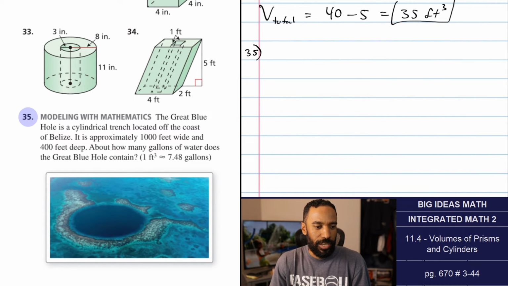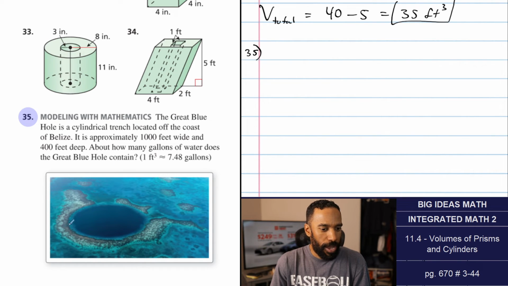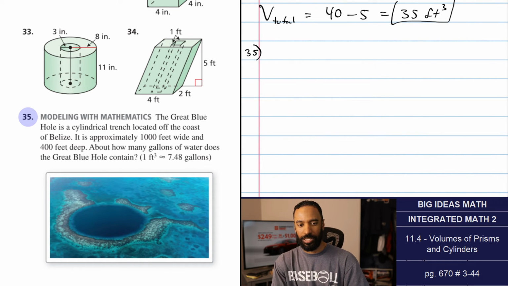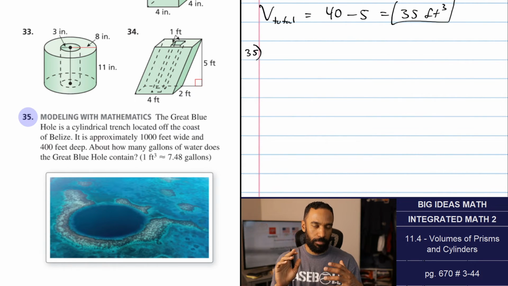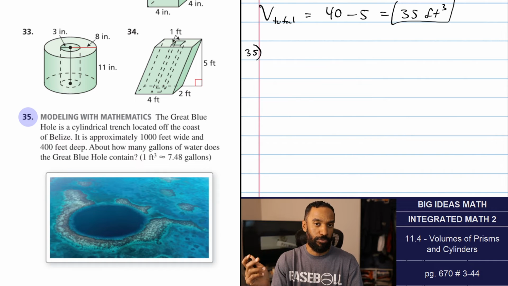Modeling with mathematics. The Great Blue Hole is a cylindrical trench located off the coast of Belize. It is approximately 1,000 feet wide and 400 feet deep. About how many gallons of water does the Great Blue Hole contain? 1 cubic foot is equivalent to 7.48 gallons. We're going to save that last part till the very end. Whatever we get in cubic feet, let's multiply it by 7.48.